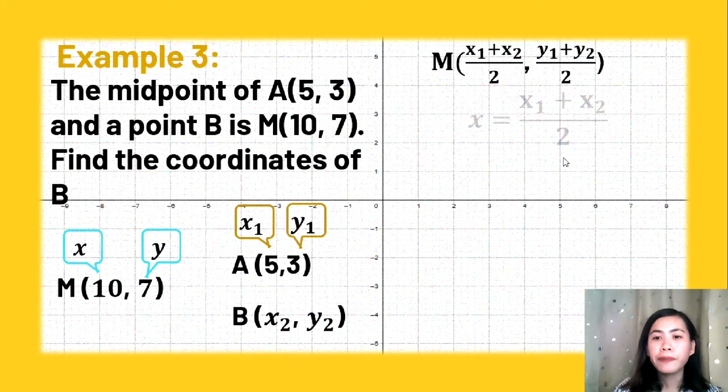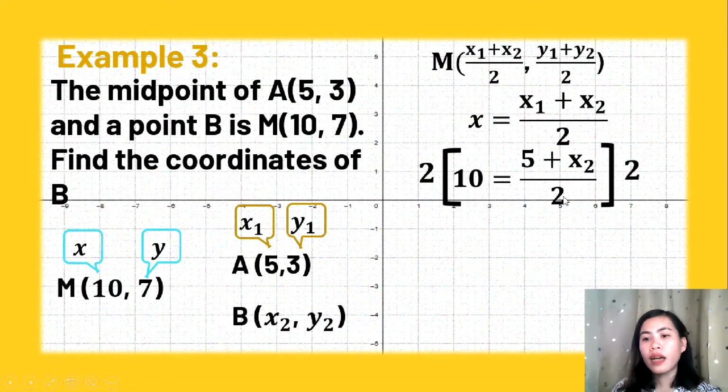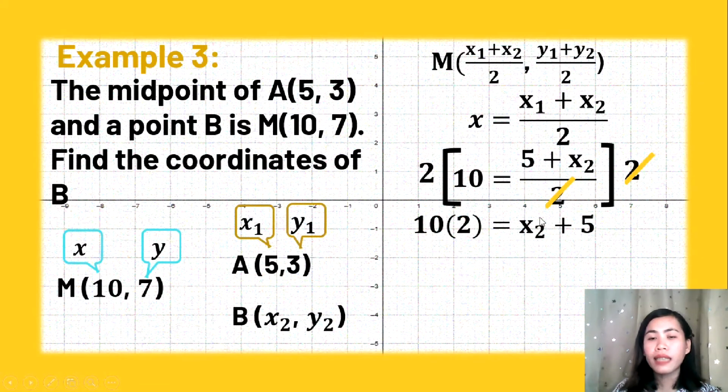Using the midpoint formula, this time, ang kukuhanin muna natin yung x value natin. So, we have x is equal to x sub 1 plus x sub 2 over 2. For our x, it is the x value of our midpoint, which is 10, is equal to our x sub 1 is 5 plus x sub 2, yun ang hinahanap natin, over 2. Para mawala ang denominator na 2, multiply both sides by 2. So, makakancel to. Next, we have 2 times 10 is equal to 5 plus x sub 2 or x sub 2 plus 5.